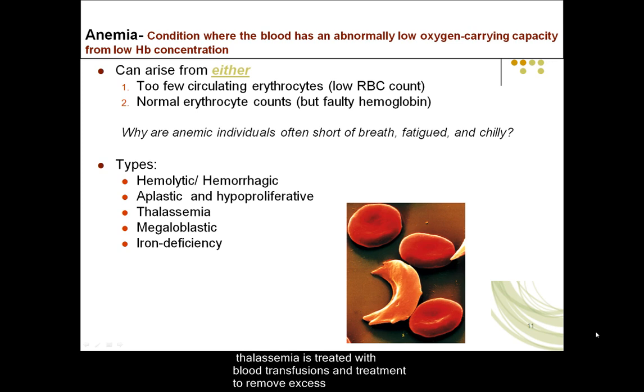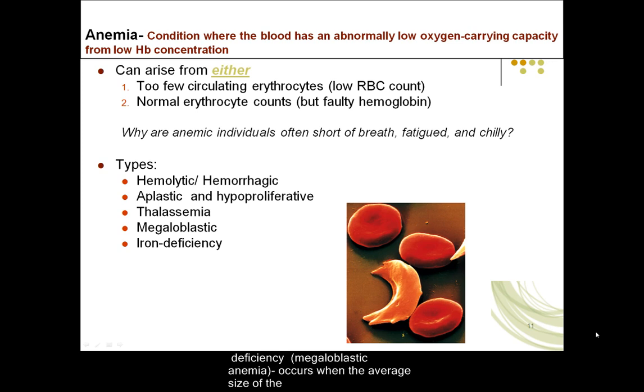Severe thalassemia is treated with blood transfusions and treatment to remove excess iron in the blood. Iron deficiency anemia is the most common cause of anemia, and this is a result of not having enough iron. Your body needs iron to make hemoglobin. The red blood cells are very small due to the lack of hemoglobin and are rapidly removed from the circulation.